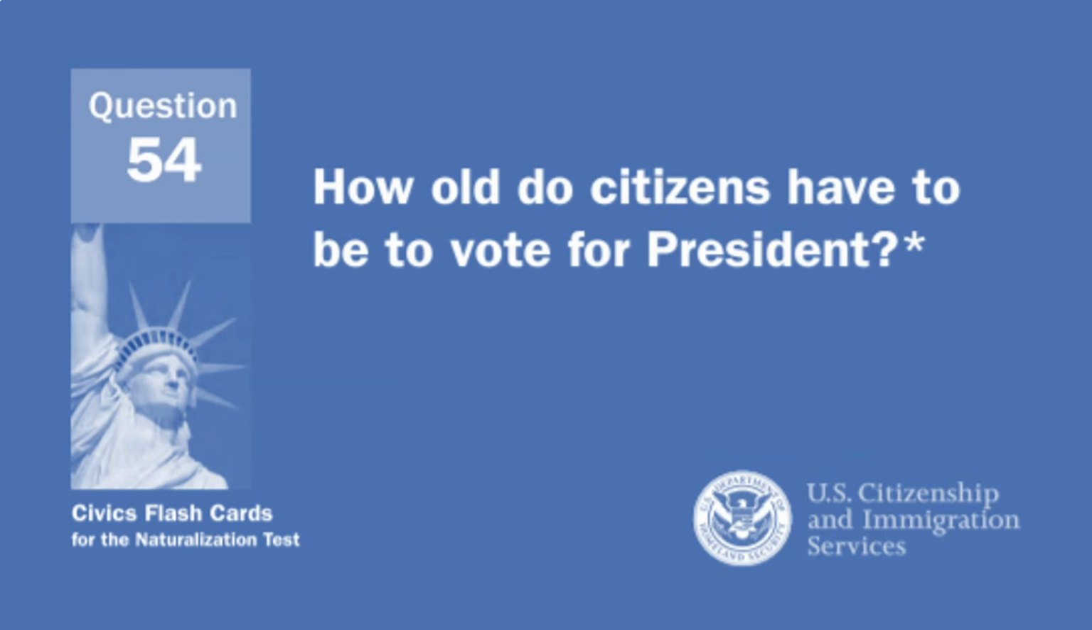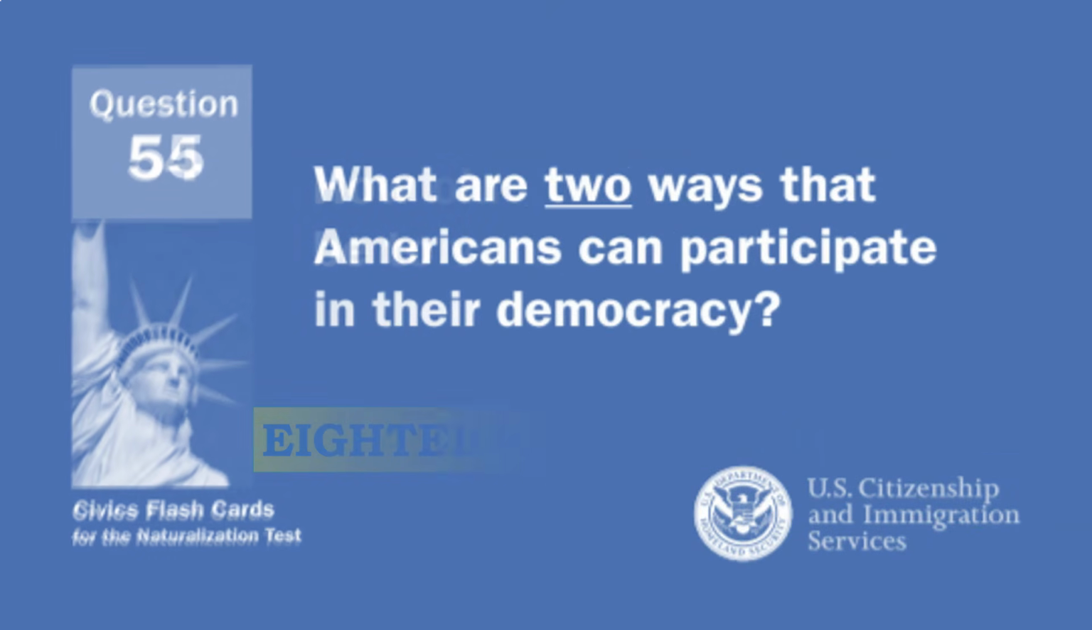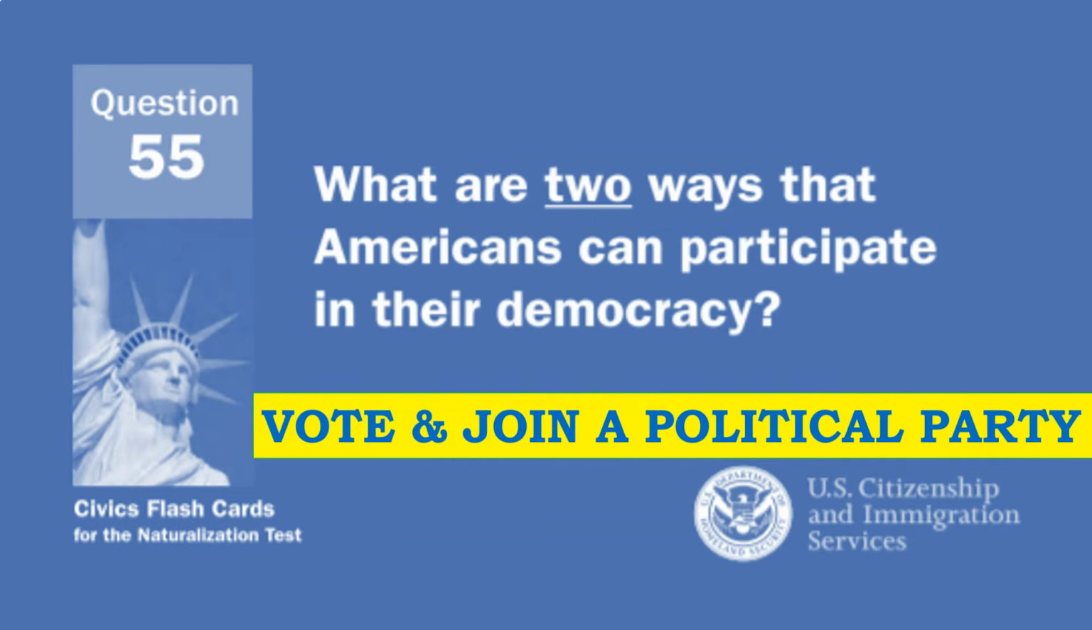How old do citizens have to be to vote for president? 18 and older. What are two ways that Americans can participate in their democracy? Vote and join a political party.